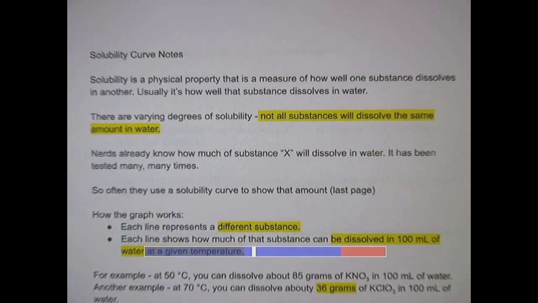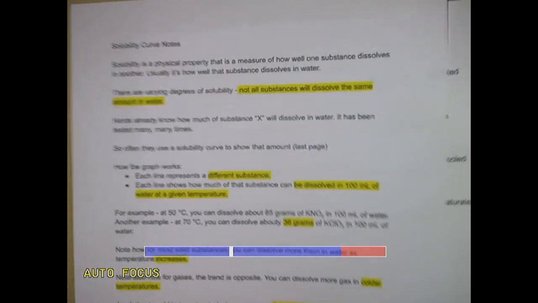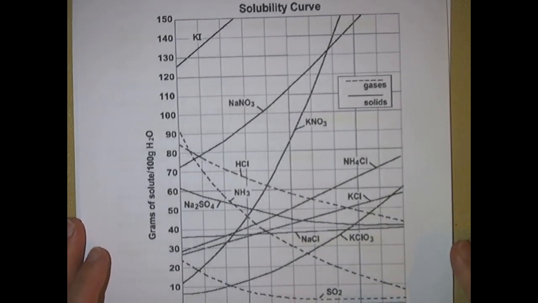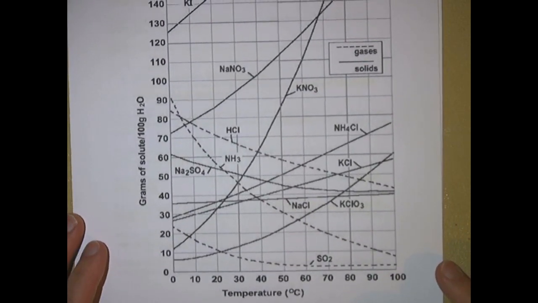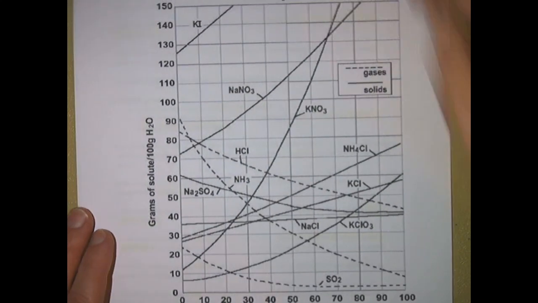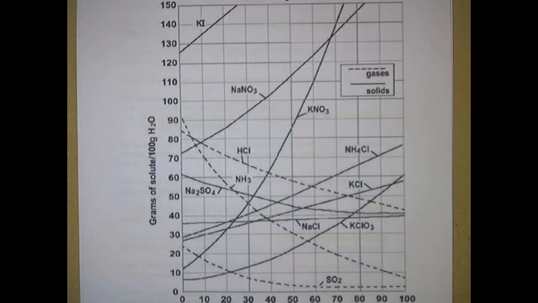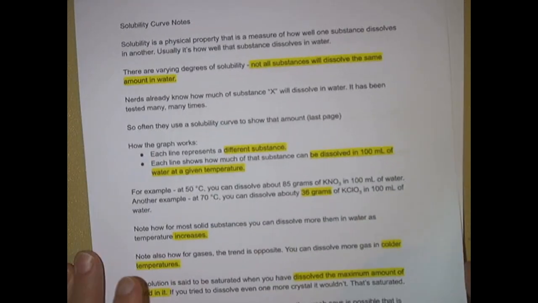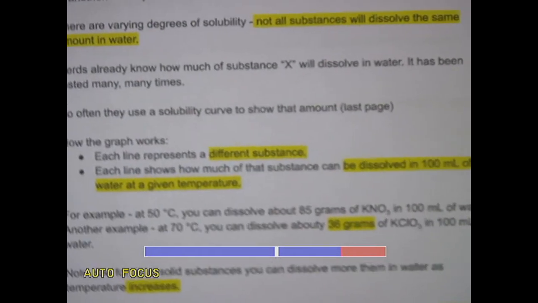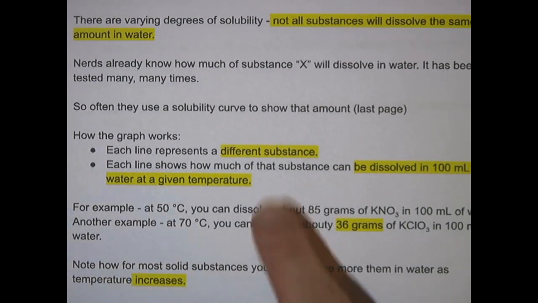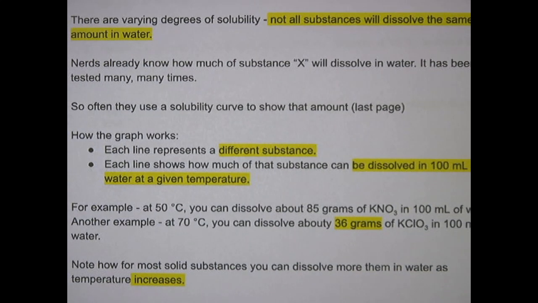I made mine super big, so I have to zoom out a little bit. But you're going to want to have this solubility curve either printed out or on your phone, because all the questions that you'll be asked this week on the quiz are going to involve this graph. Okay, so here's how the graph works. Every line in the graph is a different substance. So each line on this graph is a different substance, and they're labeled.